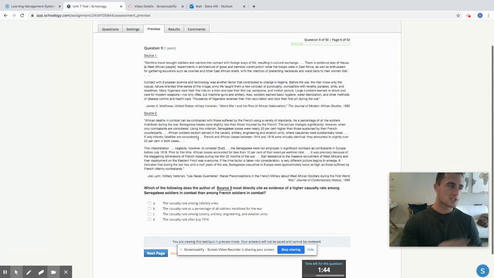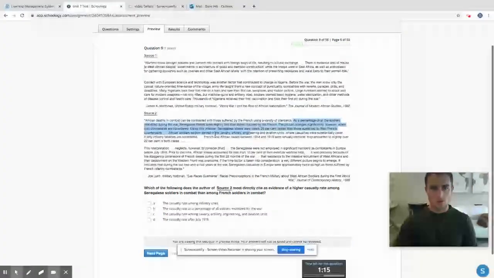And so what they're saying is, what's the casualty rate to the Senegalese soldiers? What's the casualty rate to the French soldiers? Let's compare. First of all, it says, as a percentage of all the soldiers mobilized during the war, Senegalese losses were slightly less than those incurred by the French. The picture changes significantly, however, when all combatants are considered. Using this criterion, Senegalese losses were nearly 20% higher than those sustained by the French. Okay, so 20% less, then 20% more. African soldiers seldom served in the cavalry, artillery, engineering, where casualties were substantially lower. If only infantries are considered, French and African losses were virtually identical. Okay, so it says they're about the same.